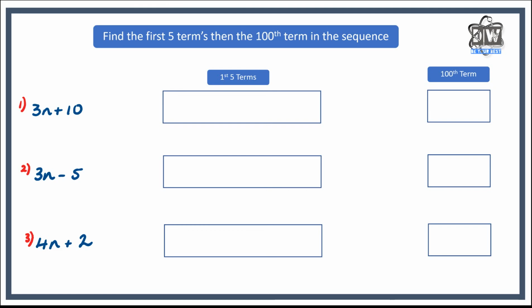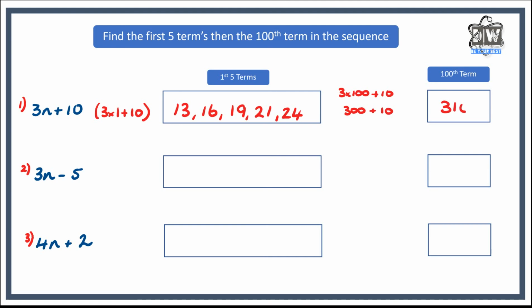Time to go over some answers now. First term here, we've got 3 timesing by 1 plus 10. So 3 timesing by 1 is 3, plus 10 is 13. Remember, it's going up by 3 each time, so your answers should have been 16, 19, 22 and 25. Let's find the 100th term. So it's 3 timesing by 100 plus the 10. So 3 timesing by 100 gives me 300. 300 plus 10 gives me 310.